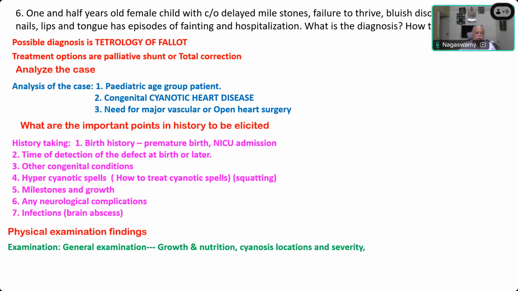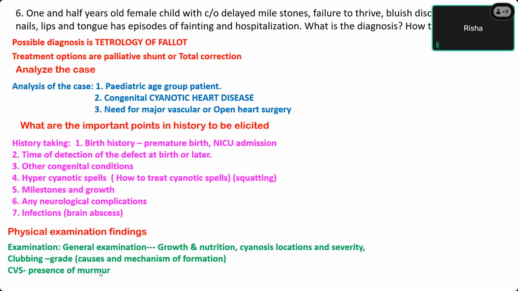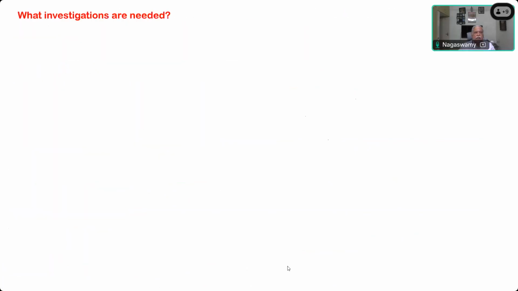Okay. So in examination: growth and nutrition, stenosis location and severity, clubbing, and grade of clubbing. They can also ask you the causes and mechanism of formation, and the presence of a murmur. What murmur can you get? An ejection systolic murmur. The main problem is pulmonary stenosis, so you will get an ejection systolic murmur of pulmonary stenosis. Okay. Right. What investigations are needed?